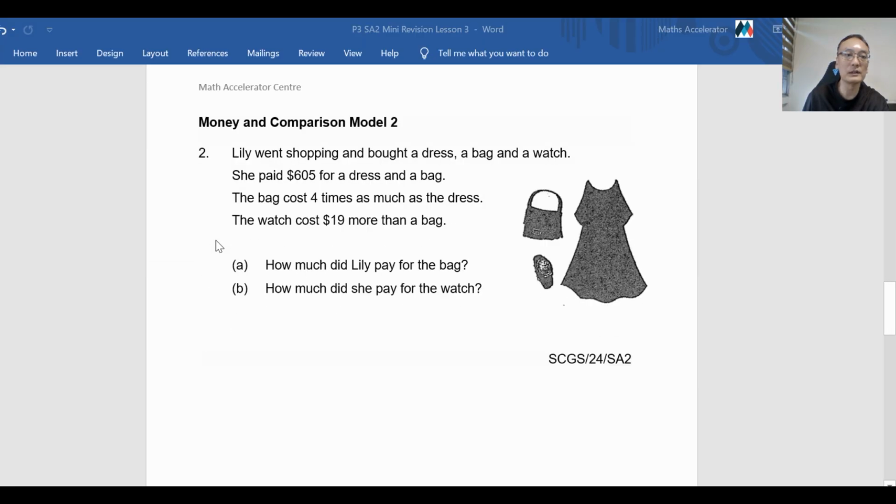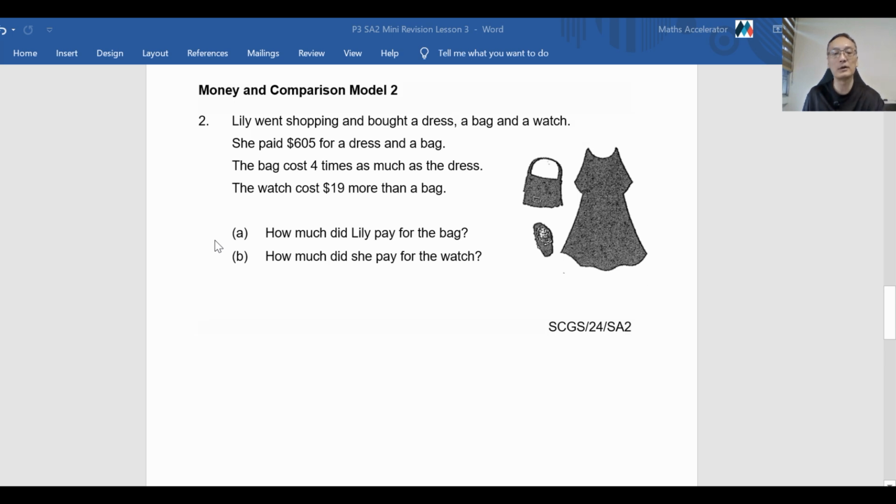The second question is also on money and comparison model, but it's a slightly longer question. Let me read to you. Lily went shopping and bought a dress, a bag, and a watch. She paid $605 for a dress and a bag. The bag cost 4 times as much as the dress. The watch cost $19 more than a bag. How much did Lily pay for the bag? And B, how much did she pay for the watch?